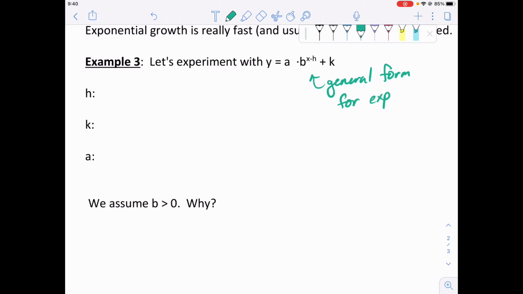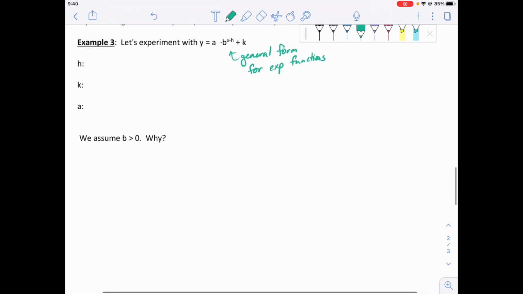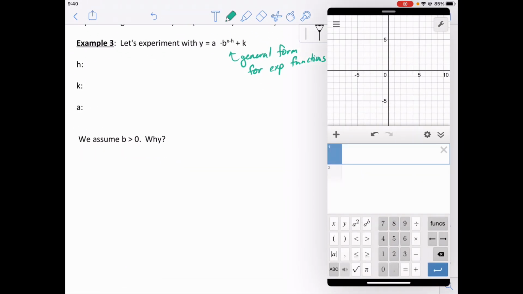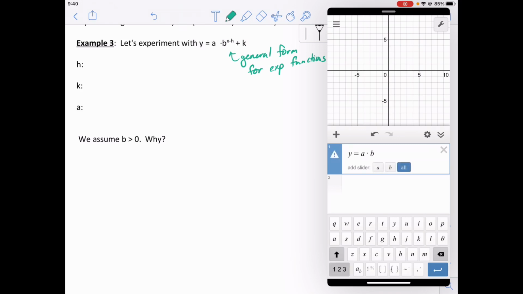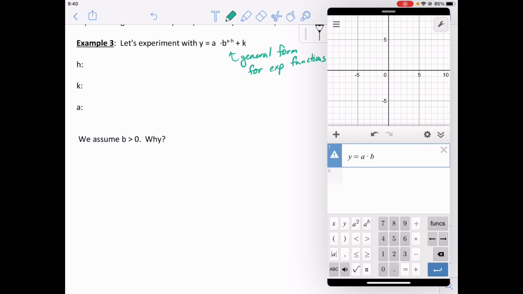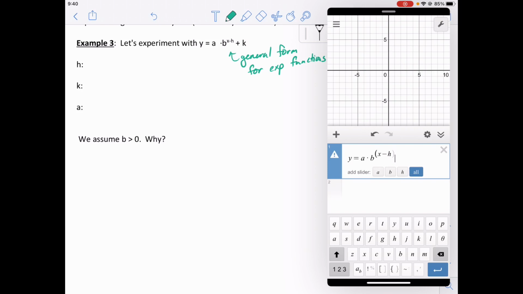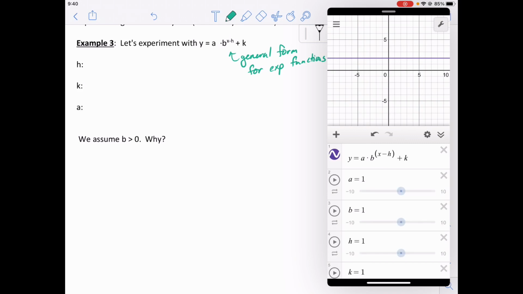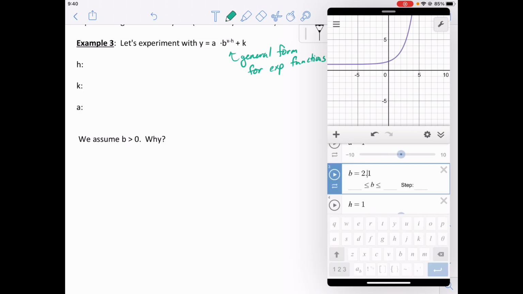Or exponential functions. So let's take a look in Desmos at what happens when we graph this. So we got y equals a times b to the, and then I'm going to put in x minus h plus k. We're going to add all those sliders. We're going to make b, let's make it 2. And then we're going to play with the rest of them.